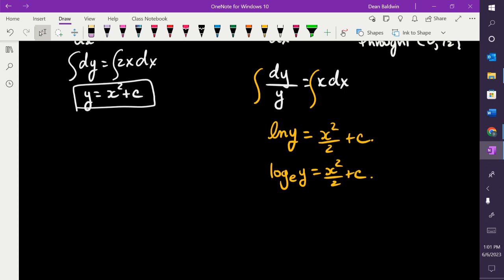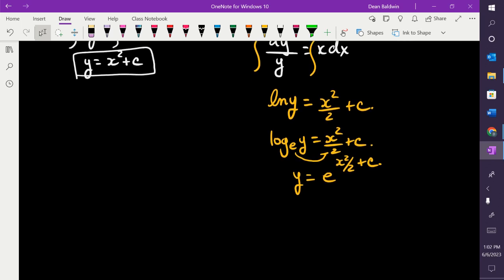So do you remember changing to exponential form? The base moves over here, and this all kicks up to an exponent. So you end up with y is equal to e to the x squared over 2 plus c. Grade 12 logs. But you never took grade 12. Well, we have a week to study. Okay. So you get y is equal to e to the x squared over 2 plus c.